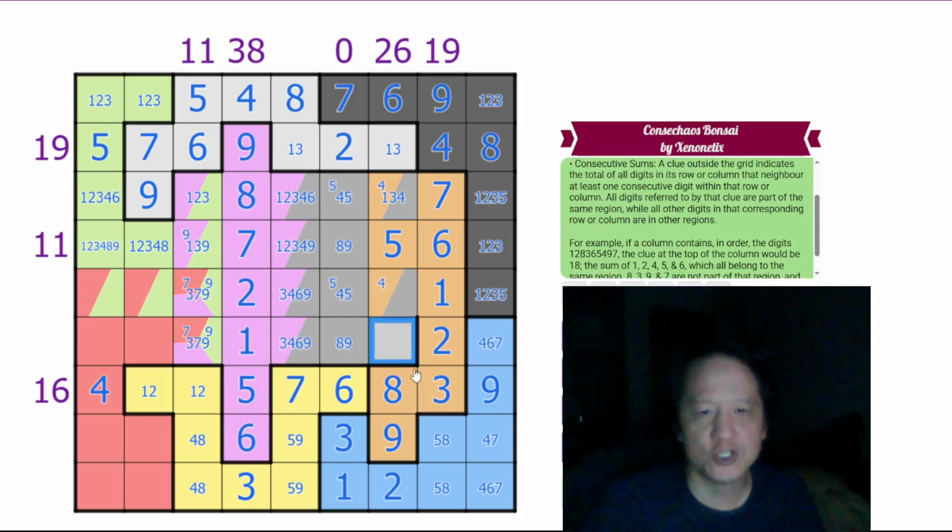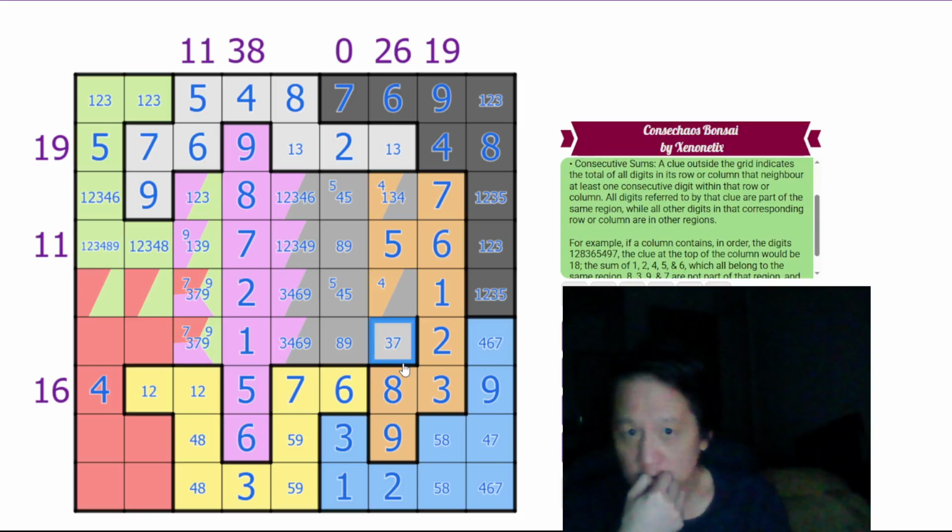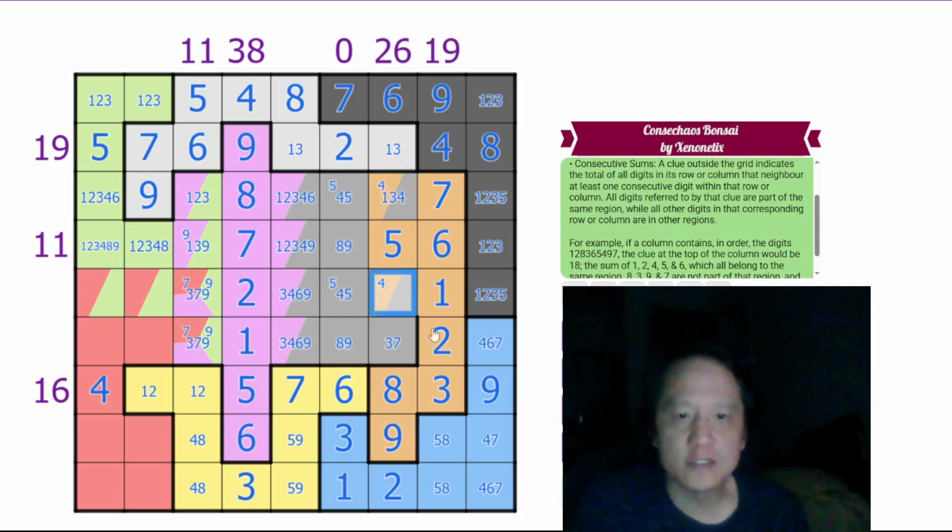This dark region cannot contain 4, 5, 8, or 9. It's 1, 2, 3, 6, or 7. It can't be 1 or 2 because of the 1 or 2 in the row. It can't be 6. This is 3 or 7 here. If this digit is 1, 3, 4, or 7, then one of these two digits is a 7. Obviously, this can't be 1. So this is 3, 4, or 7 here.